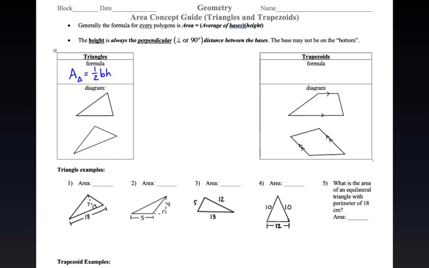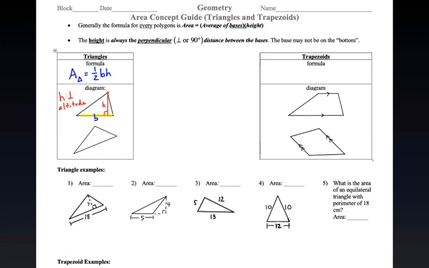Here's a formula you should already be familiar with. The area of a triangle is 1/2 times the base times the height. It's always half of a parallelogram, and there's a reason for that. But here's another reason why. I'll explain that reason here in just a second.